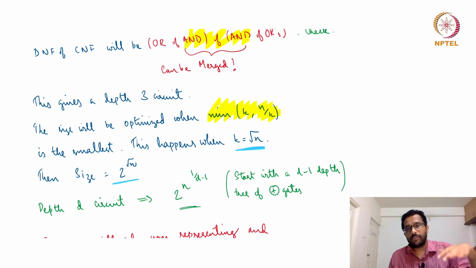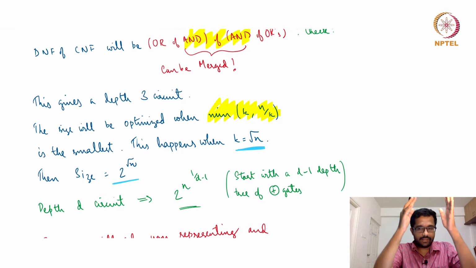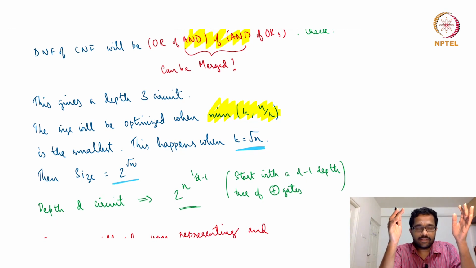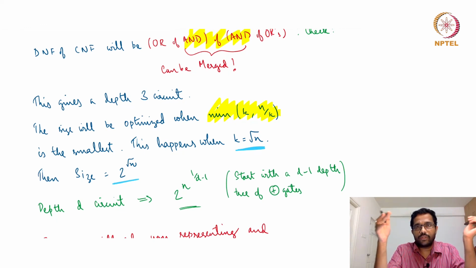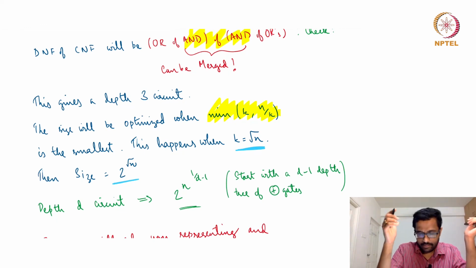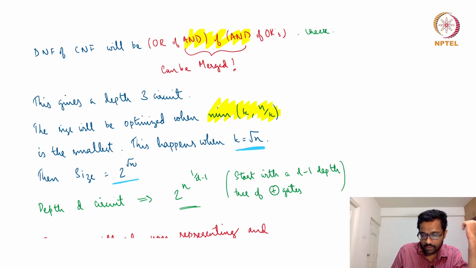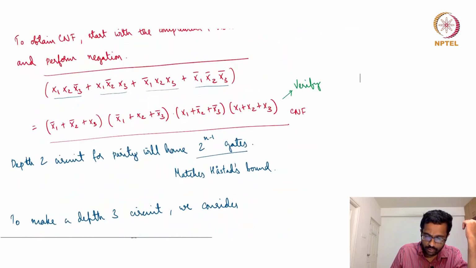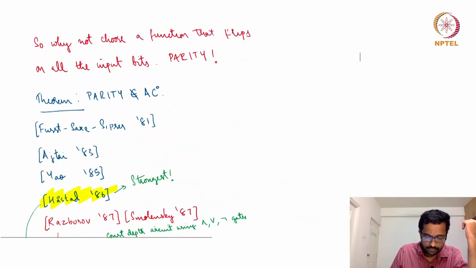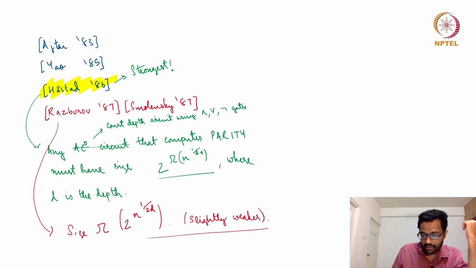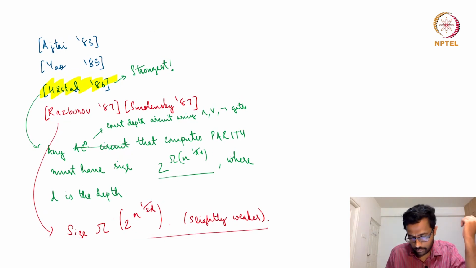And again, this is optimized when at each level of this thing, the parity gates take in as input the d minus 1th root of n, right? And the size of this entire circuit will be 2 power the d minus 1th root of n, which is what we have written here. 2 power the d minus 1th root of n, and that exactly matches with what Håstad gave us. It is 2 power the order d minus 1th root of n.